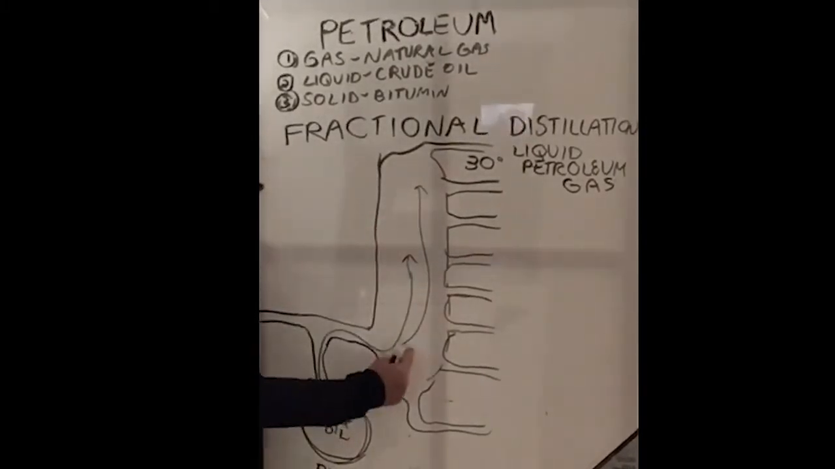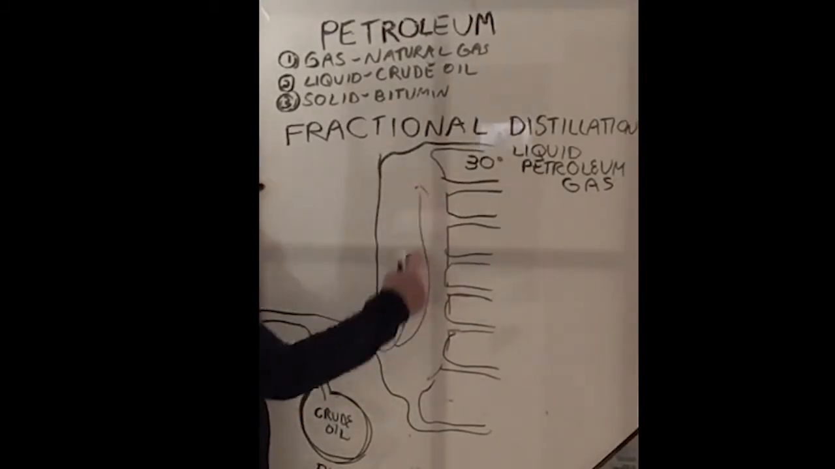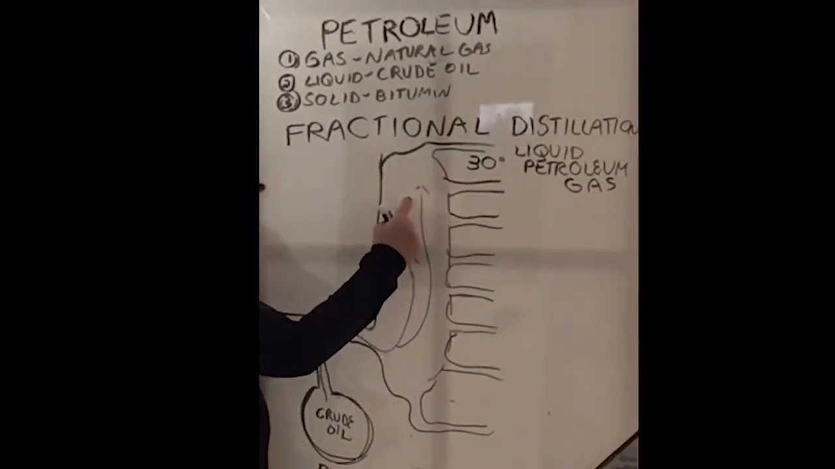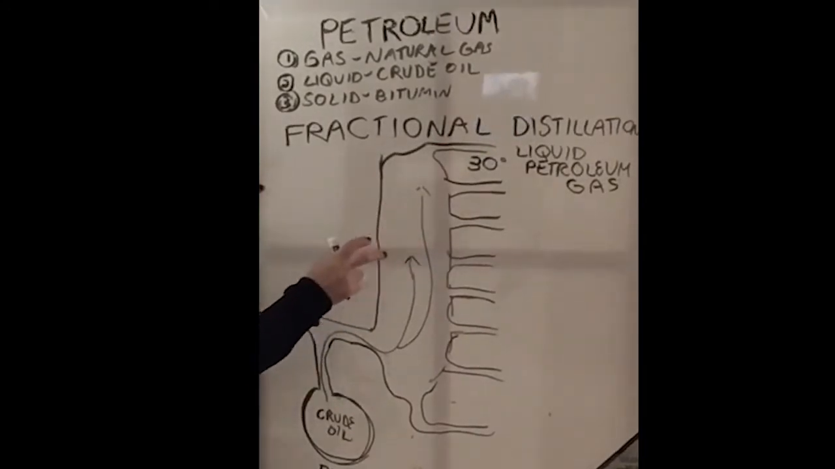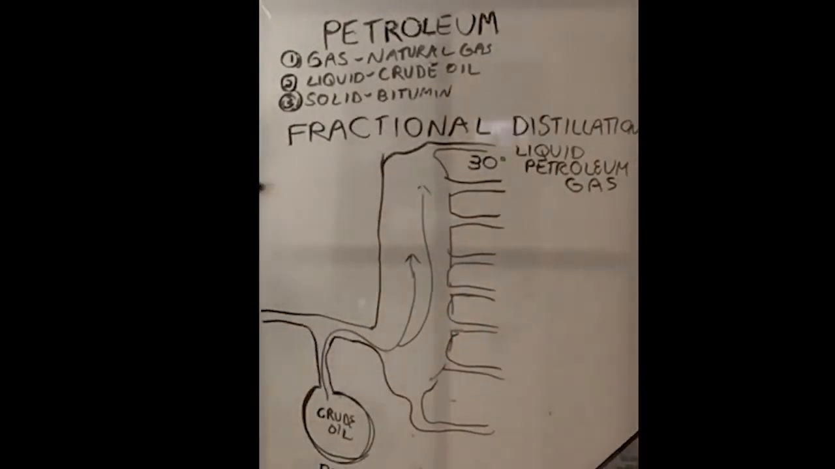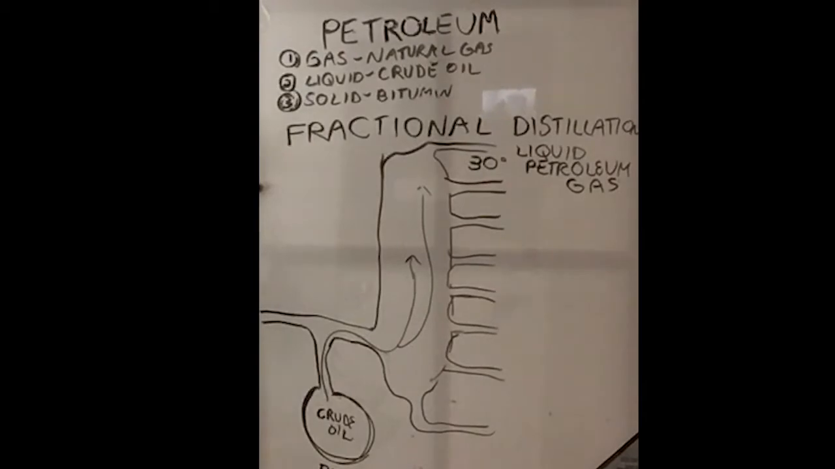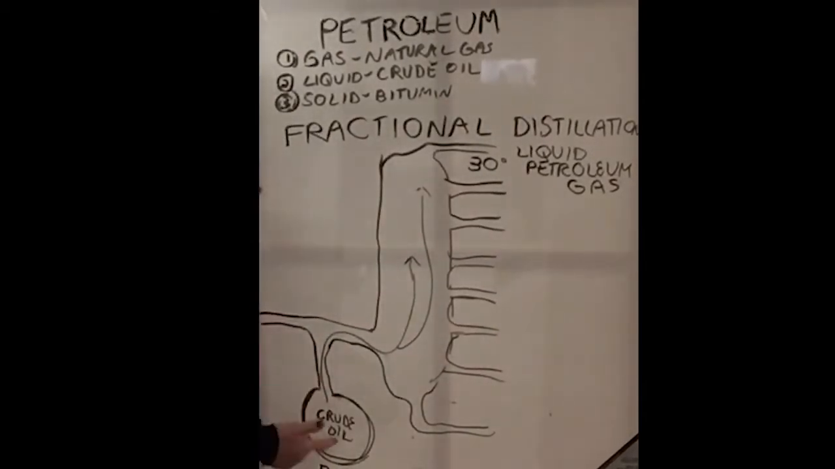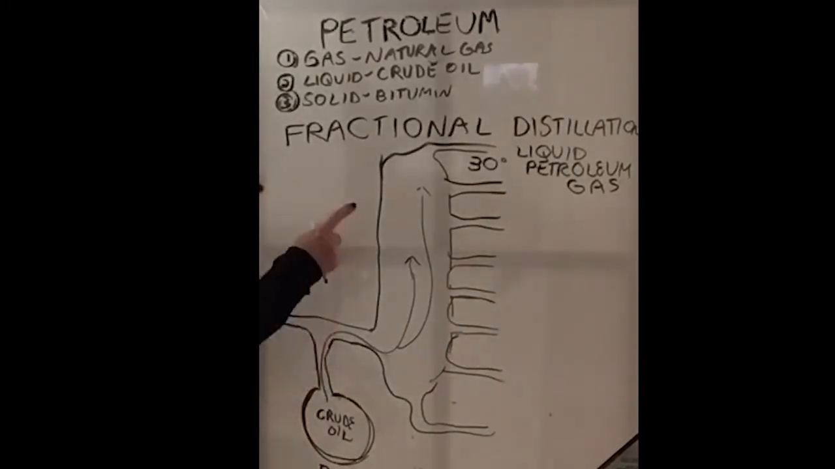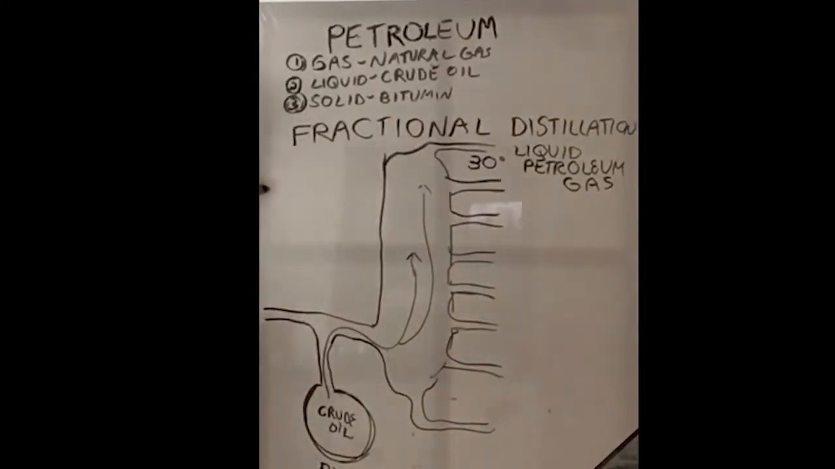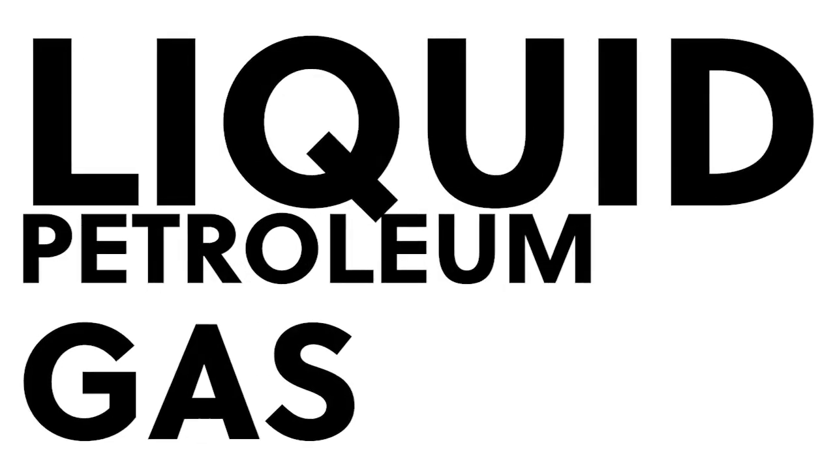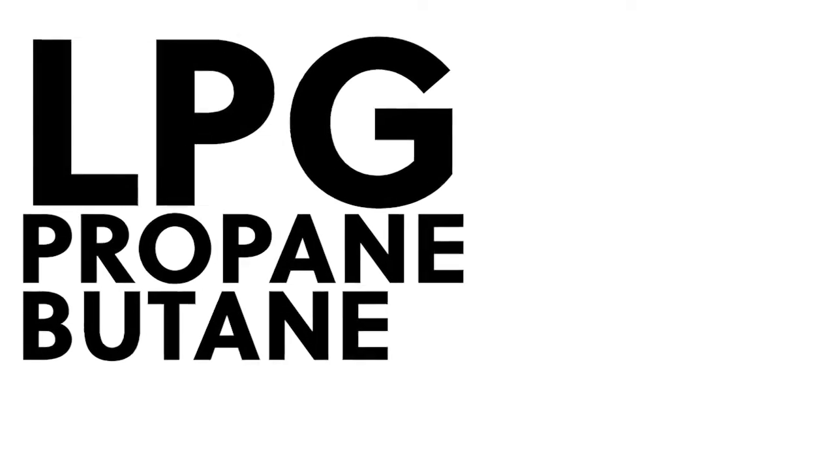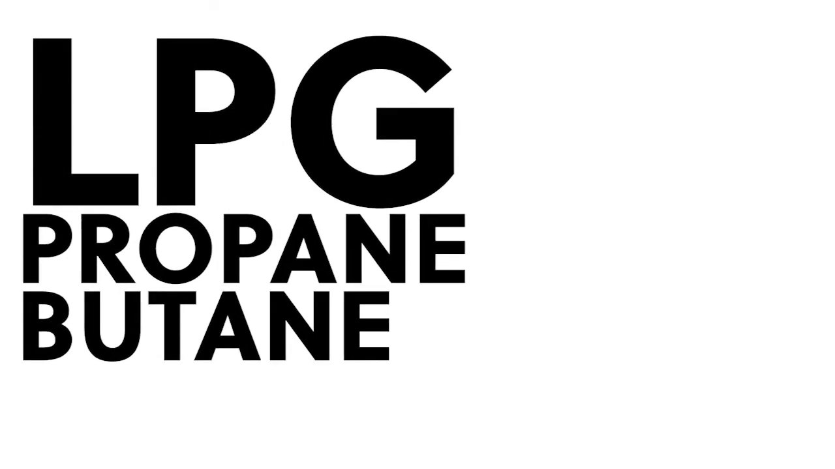And then when it climbs this column, remember, gases are less dense than liquids, so the gas is going to rise to the top. It's less dense. But when it gets up here, it starts to cool off because it's away from the heat source. And as it cools off, it starts to condense. So it goes back to its liquid form. And then when it does that, it is liquid petroleum gas, or LPG.